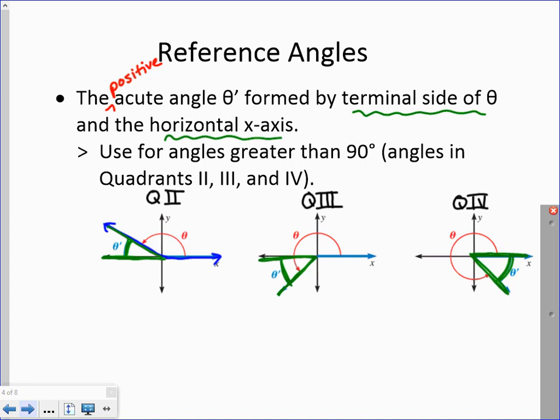So what I want you to do is have a conversation and jot some things down in your notebook for quadrant 2, quadrant 3, quadrant 4. How can you find the reference angle if you already know the value of the angle theta? Imagine if there was an angle in quadrant 3, and if you need to with your group, say, okay, 240 is in quadrant 3, how do I find its reference angle? You should have 2 answers for each quadrant, 1 in degrees and 1 in radians. So think about how you calculate the reference angle if you know the angle.